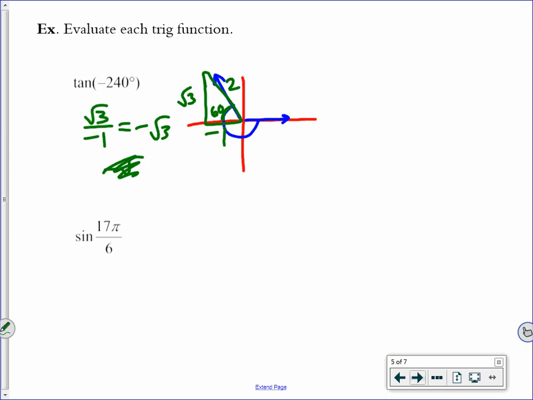And then this is a radian one, so just a quick review of radians. It's helpful to remember that pi is 180. So something like pi over 6 is 180 degrees divided by 6, which would be 30 degrees.